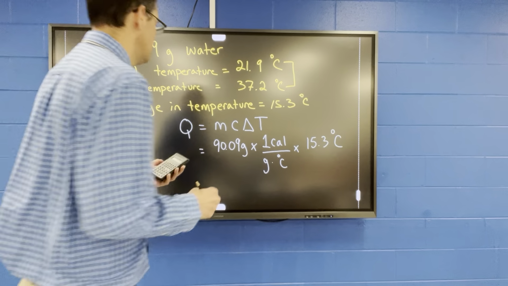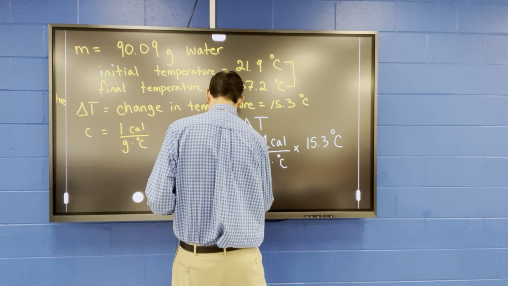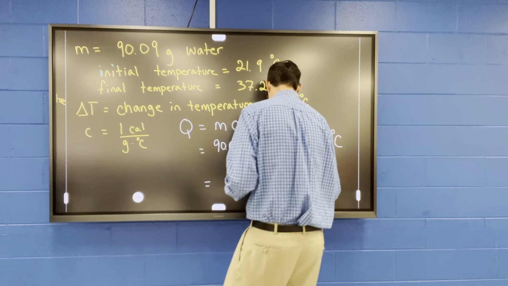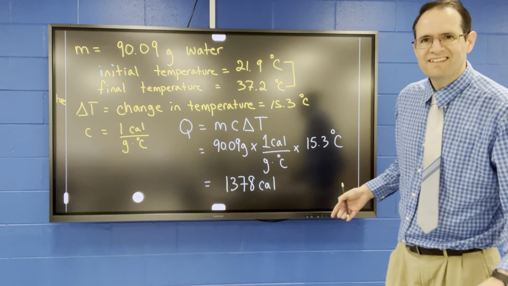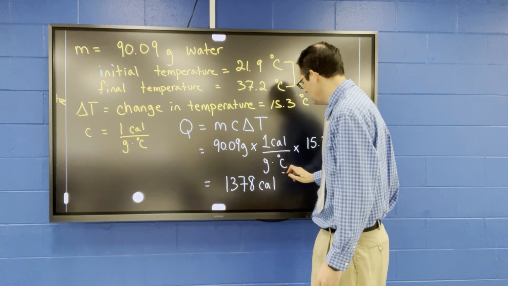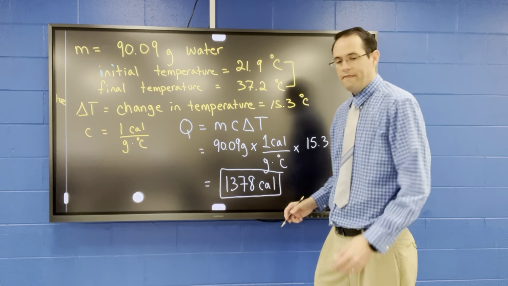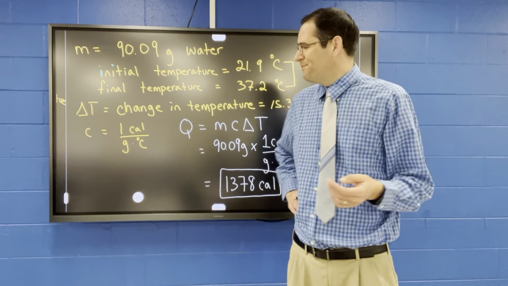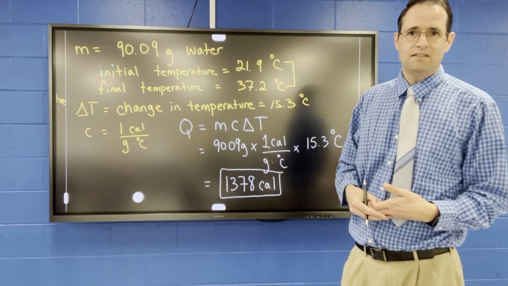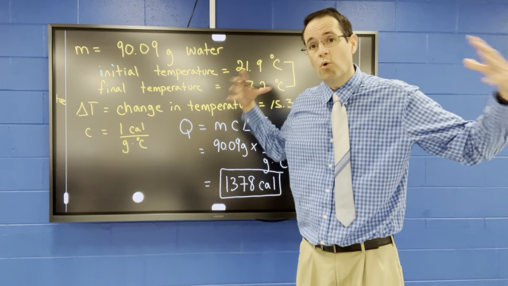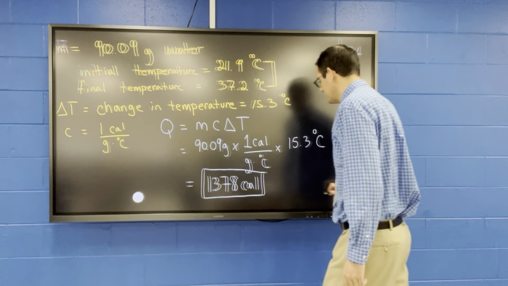1,378 calories. Okay. Calories is abbreviated CAL. Okay, so that's calories or cal, okay? So that's how much heat we put into warming that water up, you know, about 15 degrees Celsius. Now again, it's going to depend on the mass. So if you have more mass, it's going to take more energy.